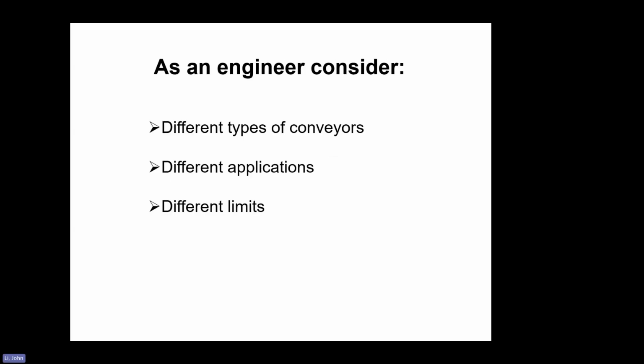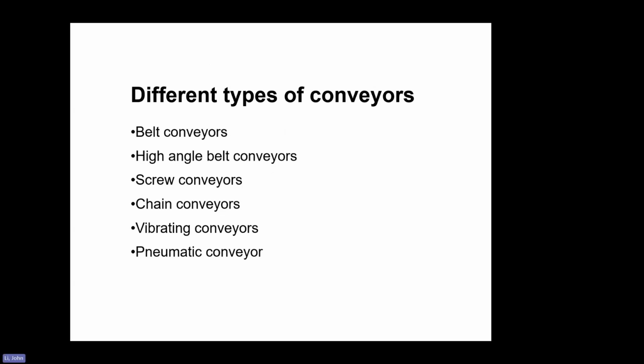So as an engineer, consider the different types of conveyors, the different applications, and the different limits. Although we have about 400 types of conveyors, mainly we use fewer than 10 types for bulk material handling. The ones I list here are, from my over 30 years of experience in mining, terminals, and other heavy industry, the main conveyor systems we usually use: the belt conveyor, high angle belt conveyors, screw conveyors, chain conveyors, vibrating conveyors, and pneumatic conveyors.